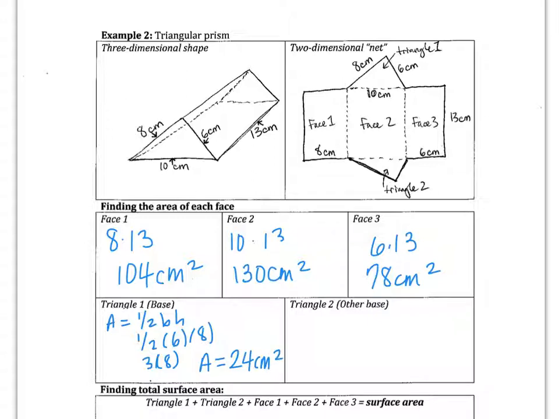That's for triangle 1. Now we have to find triangle 2, which is the other base. And that is going to be the same. So it's half of 6 times 8. And so we know that that area is 24 centimeters squared.